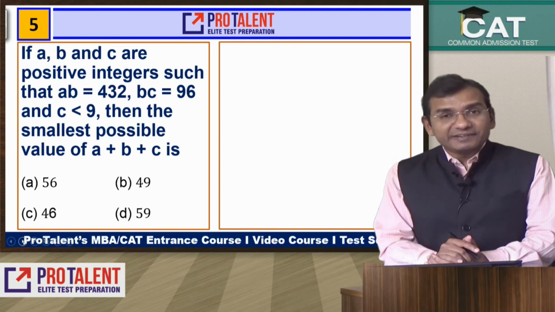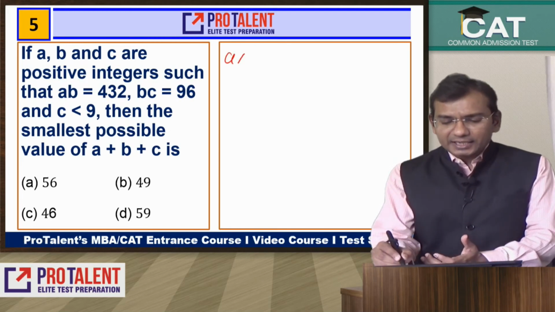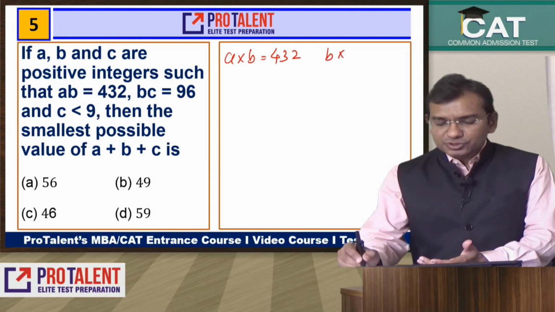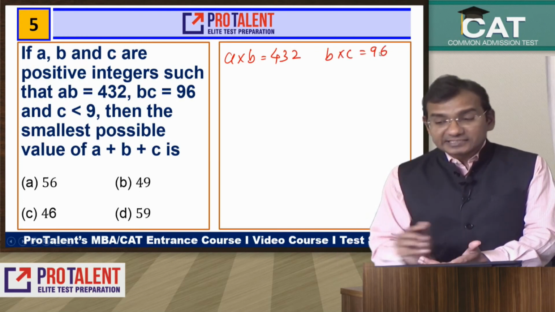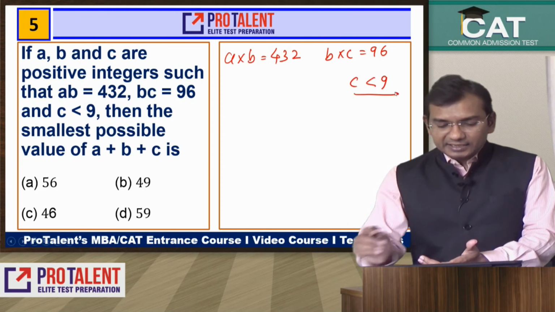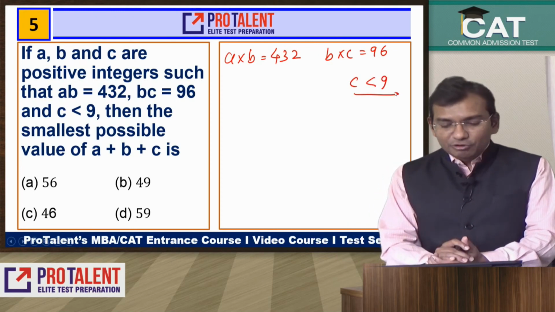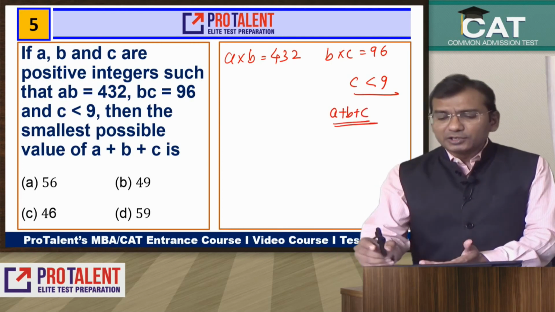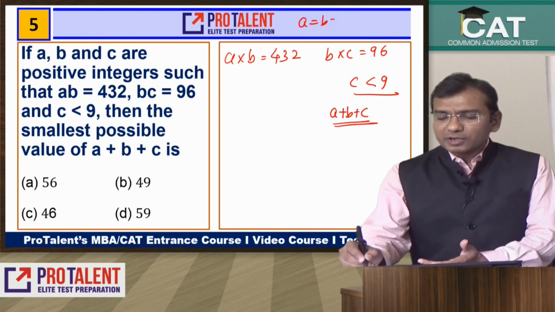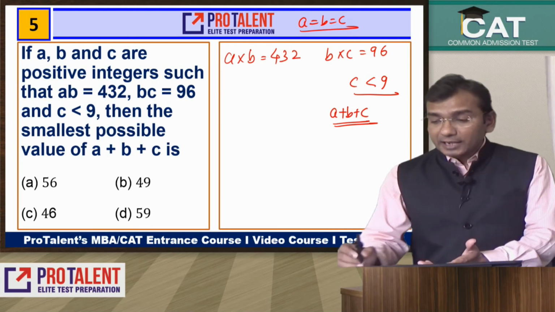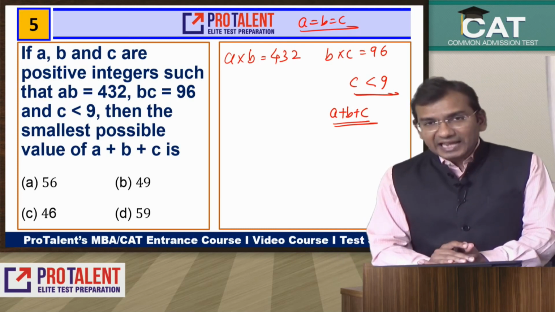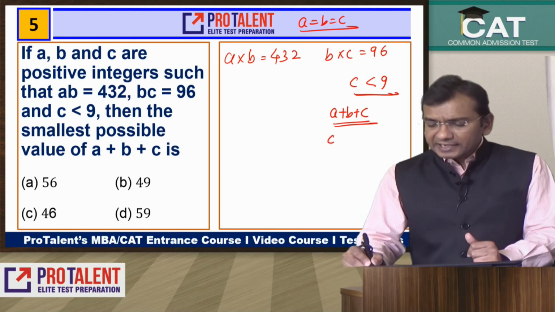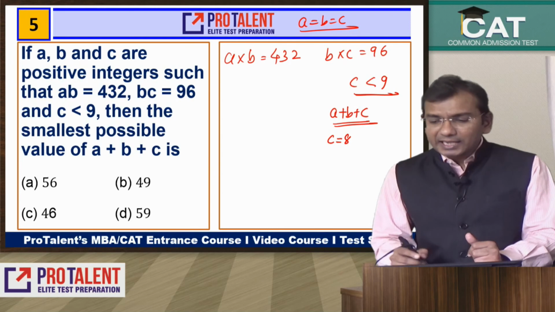Question number 5, if A, B, C are the positive integers such that A into B is 432 and B into C is equal to 96 and C is less than 9, then the possible smallest value of A plus B plus C क्या होगा? दोस्तों A plus B plus C की smallest value generally A equal to B equal to C पे होनी चाहिए, पर यहाँ पे C हमें already less than 9 बोल के रखा है. So that means now we will use trial and error.